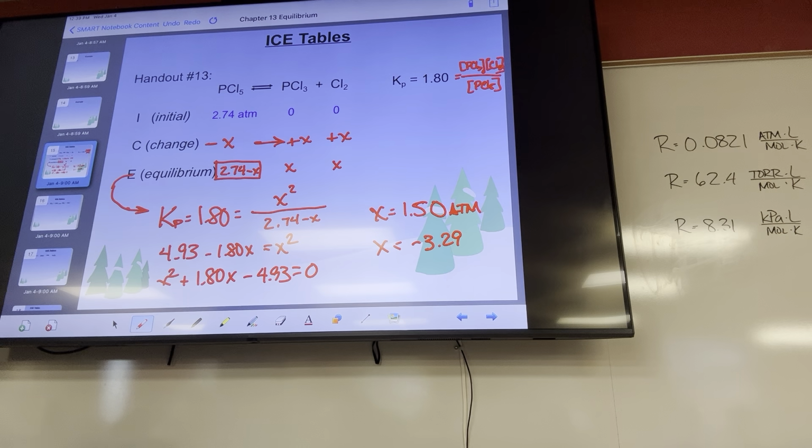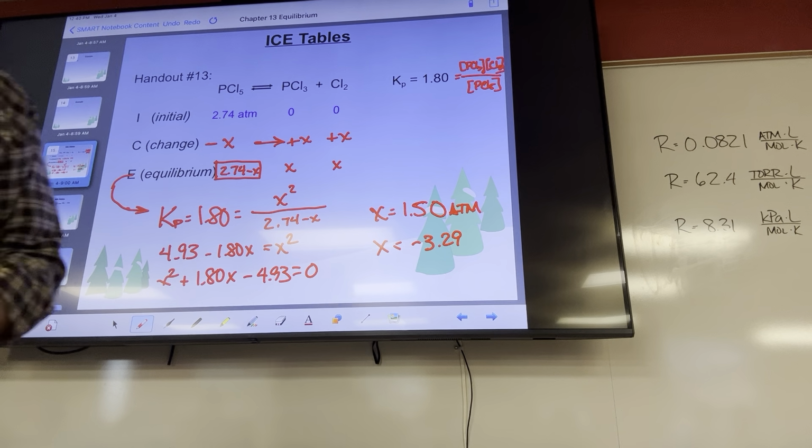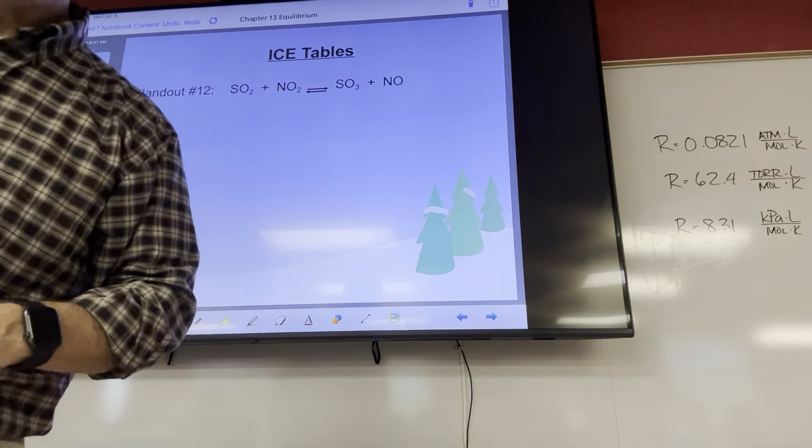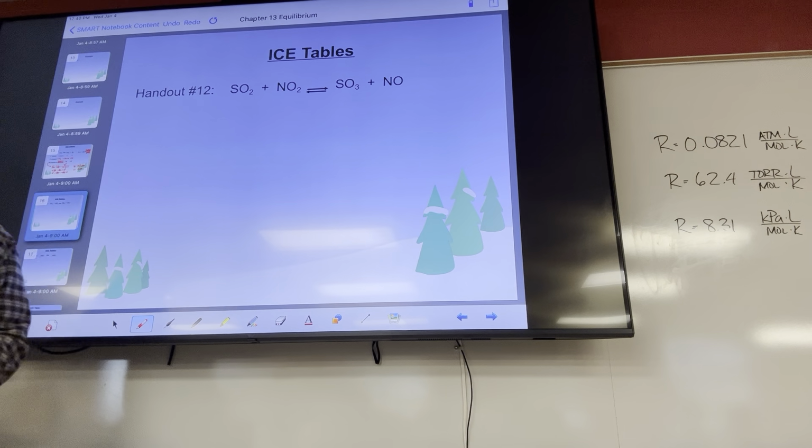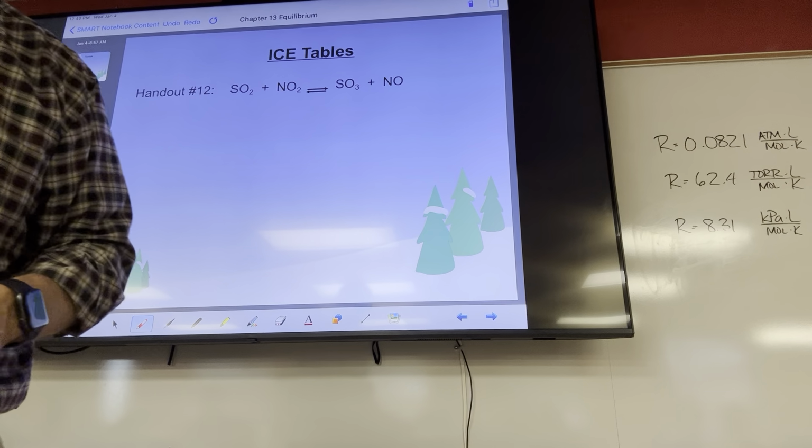Anything else about this one? I got two other examples for you today. Let's move on. Number 12 in our examples.